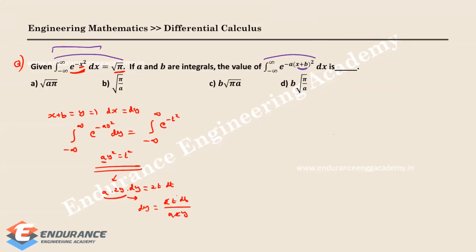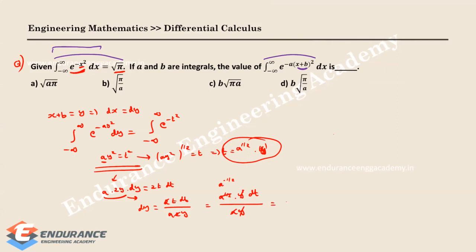And now the t has to be replaced again. So we know a y square is equal to t square, so a y square whole power 1 by 2 is nothing but t. So t will be nothing but a to the power of 1 by 2 into y to the power of 1. So in place of t, I will replace it as a to the power of 1 by 2 into y into dt by a into y. I can cancel this y, and this becomes a to the power of minus 1 by 2. And now I got a simplified equation.